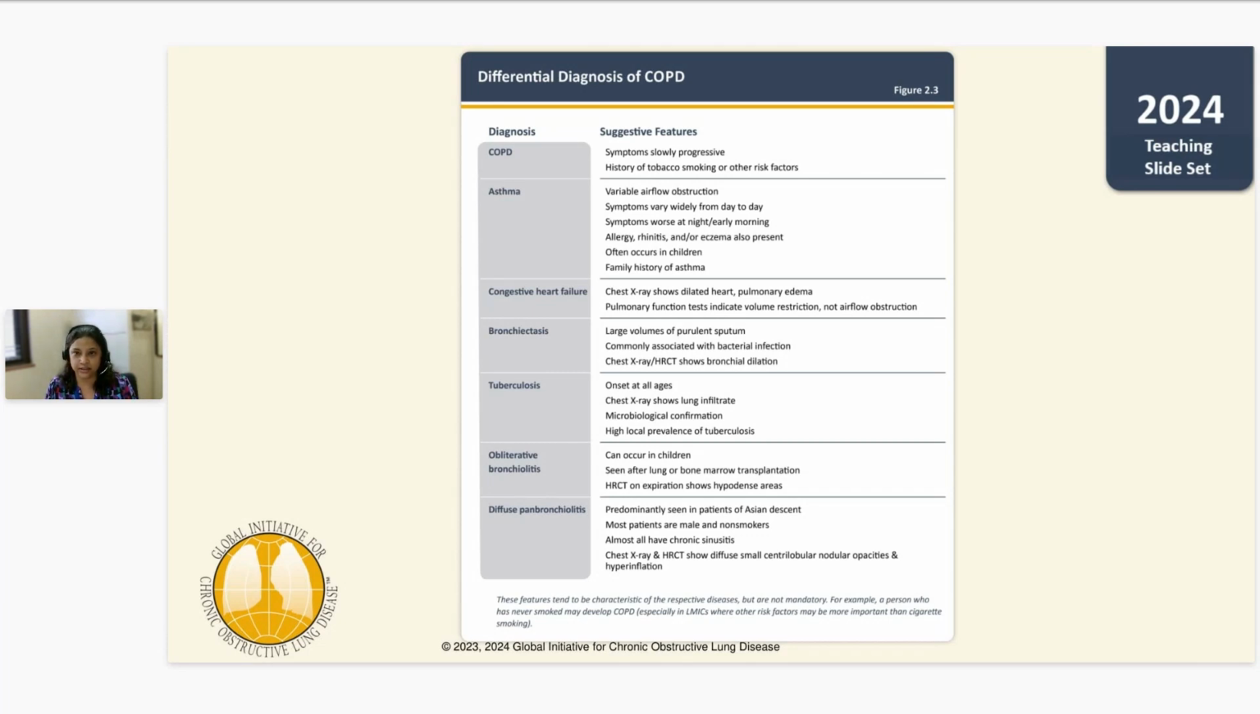Congestive heart failure is another condition that can often be confused with COPD. But in this case, you'll have a chest x-ray that might show a cardiomegaly or pulmonary edema. The pulmonary function tests would actually show more of a restriction because of the pulmonary edema as opposed to airflow obstruction.